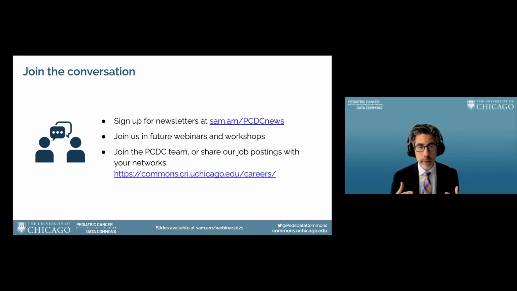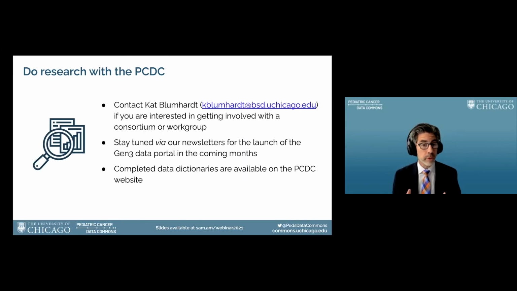We are in dire need to grow the team right now. We have so much work that we want to do. So please take a look at our website and see what might be applicable. We encourage researchers to use the data commons. You can write to Kat to figure out how to get involved in a consortium or one of our work groups. As you stay tuned with our newsletters, you'll know when the Gen 3 launches, and you'll know when that's available for research. And as I mentioned, our completed data dictionaries are available for download and for sharing, and we encourage groups to take them and to use them. And as more and more data dictionaries are built, we'll be posting them for people to use.